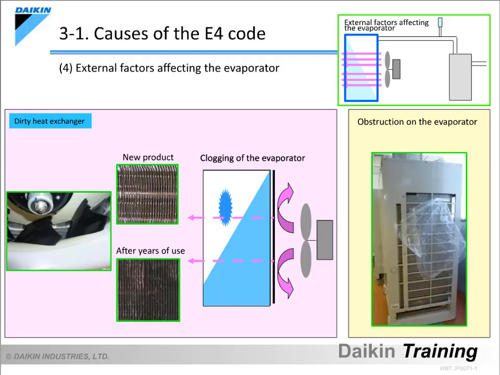Even if the evaporator is not dirty, there may be cases when an obstruction, such as a plastic bag, has been blown onto the evaporator. This creates a condition similar to the aluminium fins on the heat exchanger being clogged, causing a drop in the low pressure and resulting in the E4 code.